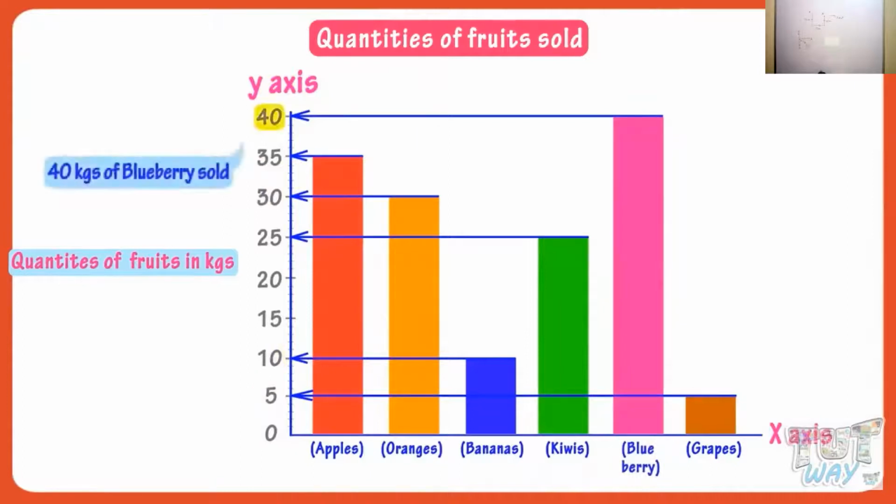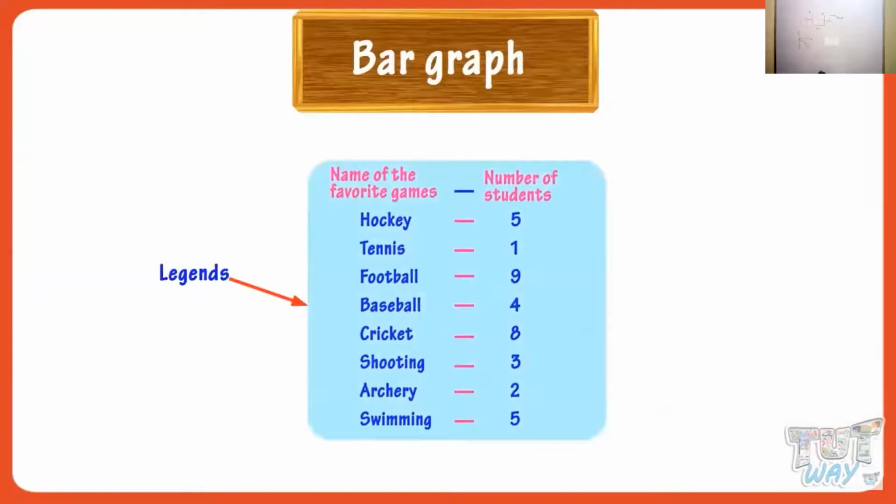Blueberries are sold the most. Bananas are sold the least. So kids, data in the form of charts is much easier to read and represent. It is easier to compare data values. Now let's see another example. We are given another data from a class of students. The favorite game of each student was asked and noted down like this. 5 students like hockey the most. That is the favorite game of 5 students is hockey.